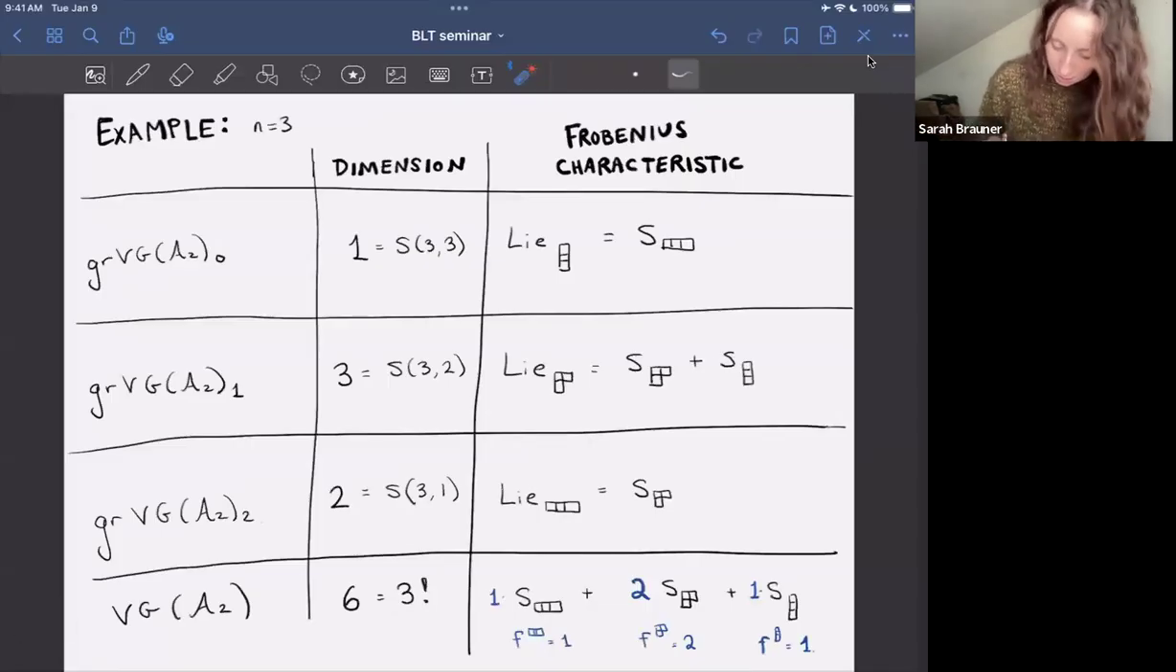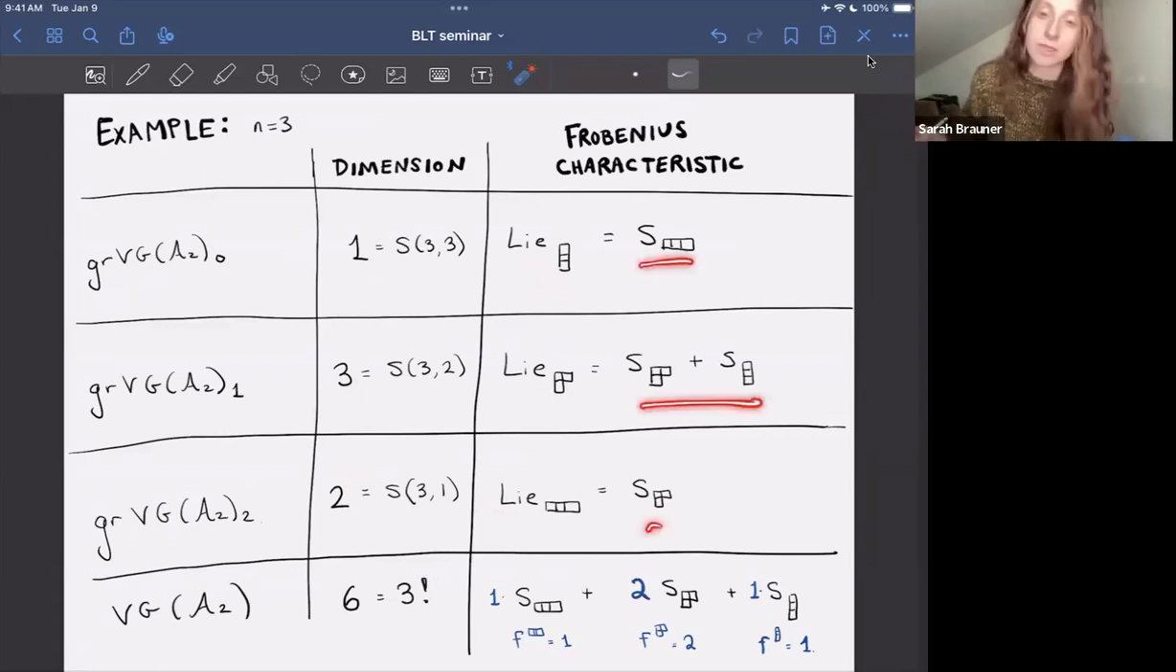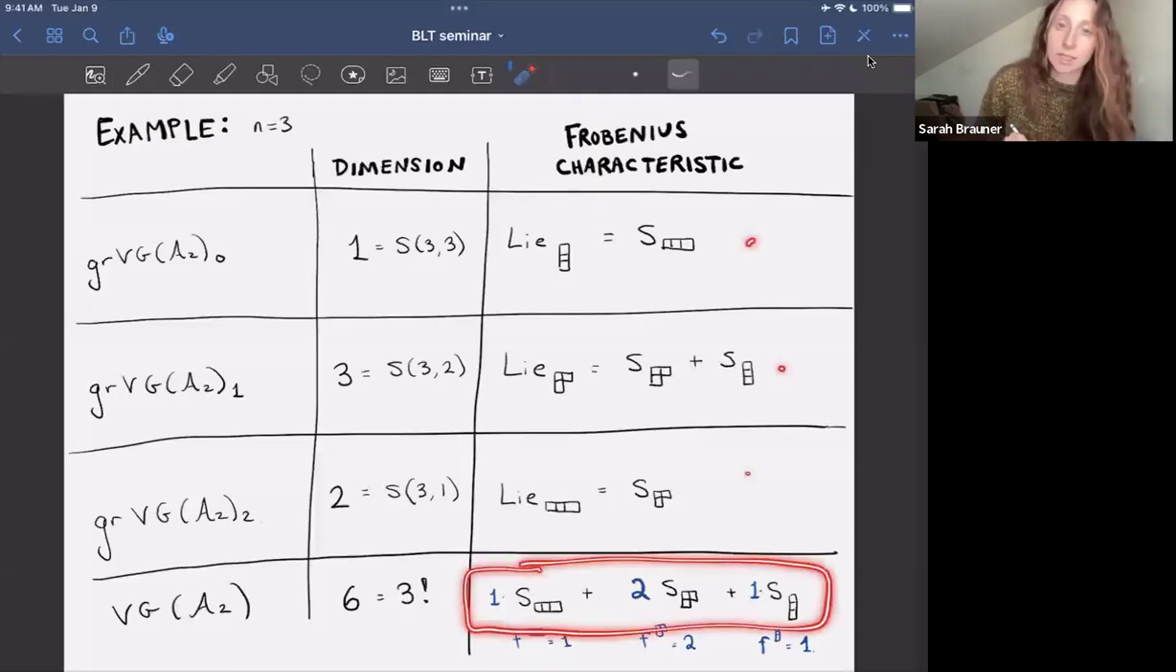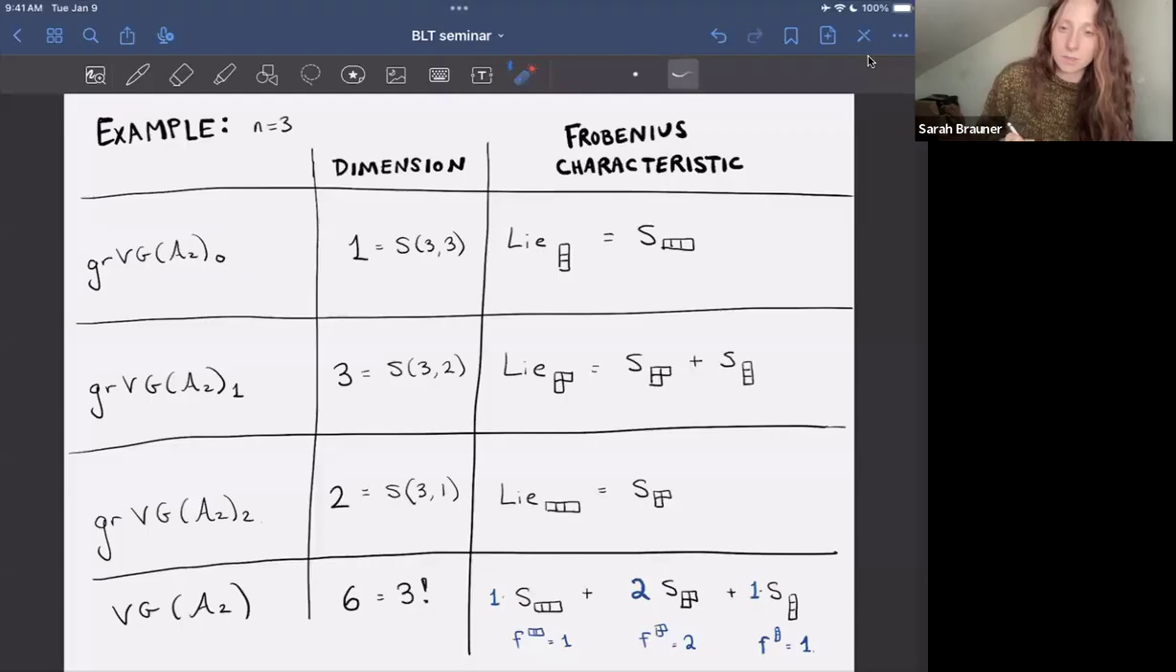Here we have our dimension, and here the higher Lie characters. Because n is small here, we just have one of them for each graded piece, but in general, we'll have a sum. And because n is small, I know how to decompose them into Schur functions, but in general, we have no idea. But importantly, they do give a decomposition of the regular representation.